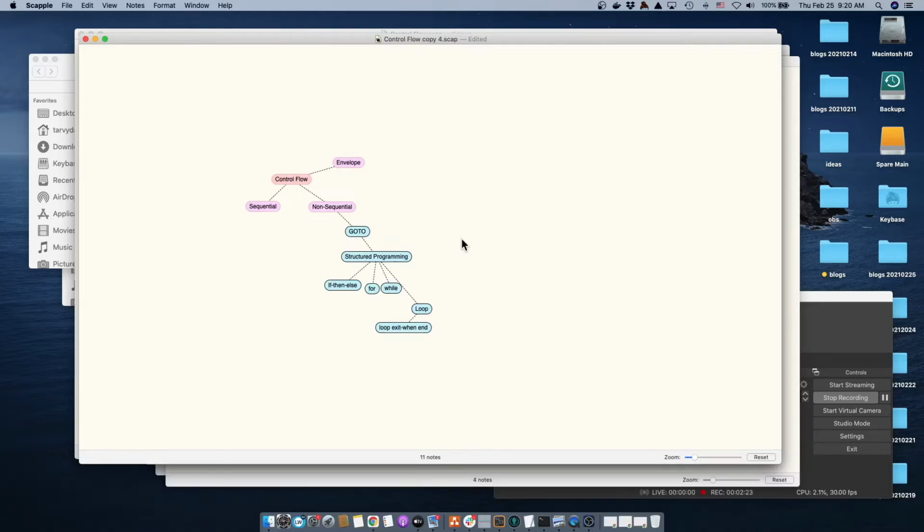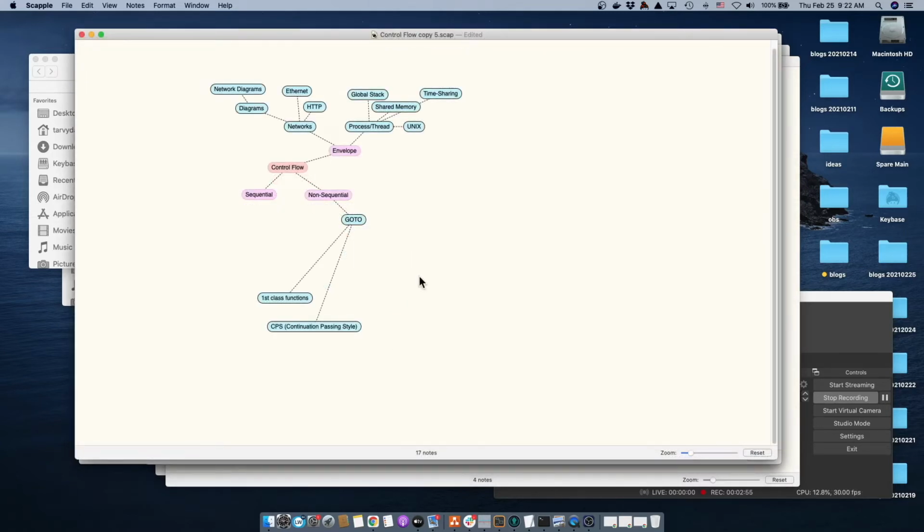Go-to is not a problem, but unrestricted use of go-to is a problem. Very early on, we realized that doing go-tos all over the place was a bad idea. We invented something called structured programming, and that broke down into if, then, else, for, and while. And then a language called Concurrent Euclid used something called a loop, which subsumed both for and while into one construct called a loop, exit, when, and end.